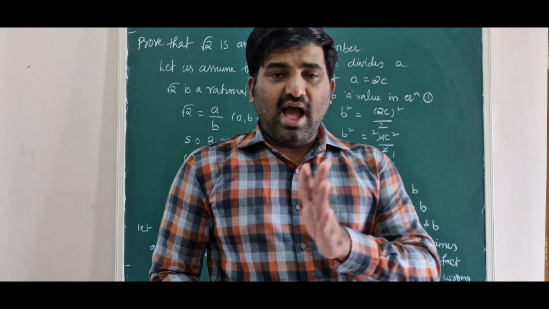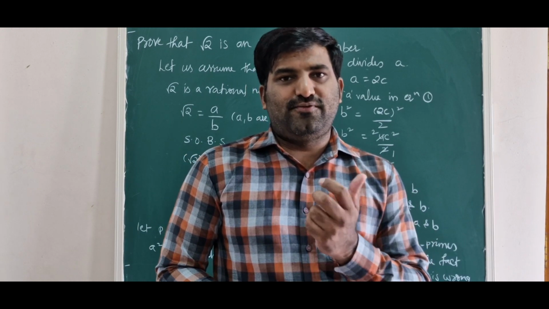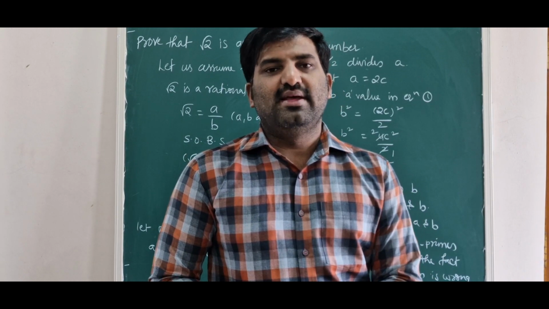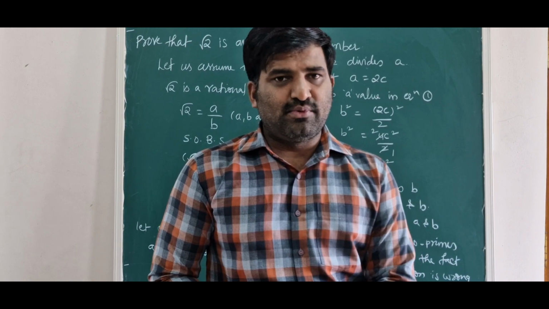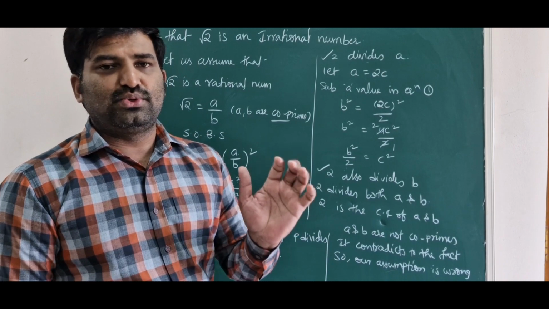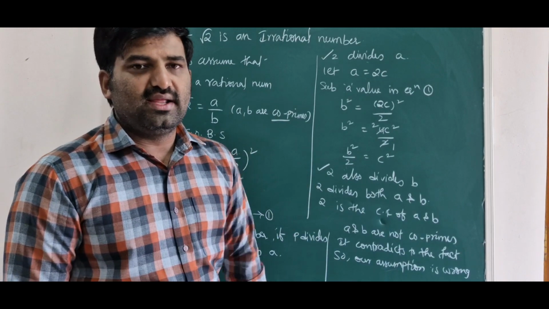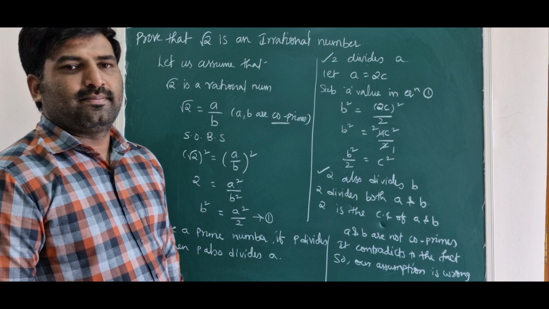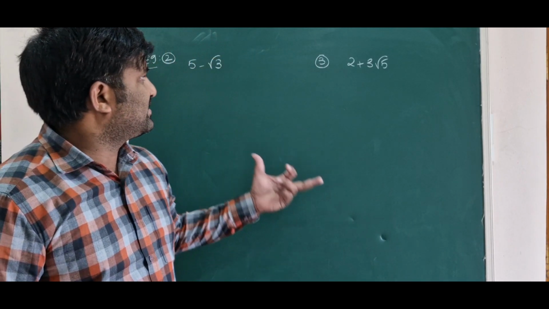Now, after this, we have a question: the combination of rational and irrational is a rational number. That I will explain in one more example. First, learn how to prove a given single number, that is root 2, root 3, root 5, root 7, are irrational numbers. Next, I am taking two more examples.